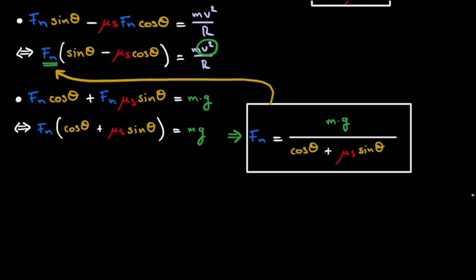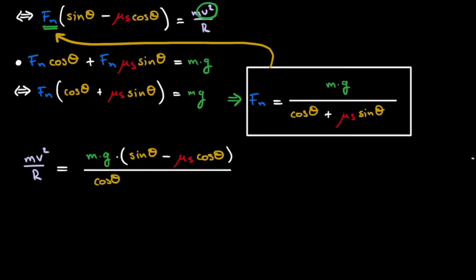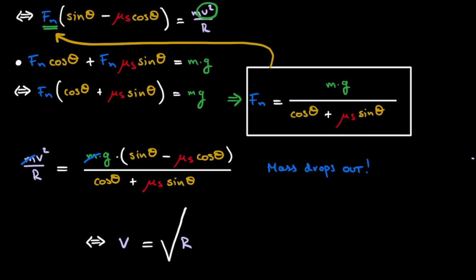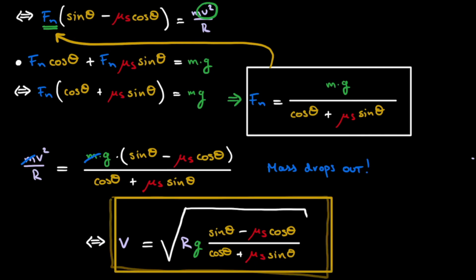Substituting this Fn, we find the following: m v squared divided by capital R is m times g times the sine of theta minus μs times the cosine of theta, divided by the cosine of theta plus μs times the sine of theta. As a final step, we can of course isolate the velocity v, and we find the following. We have that the velocity v is equal to the square root of capital R times g multiplied by this fraction, which only depends on theta, so the shape of the cone, and the frictional coefficient μs, which is a property of the material of the cone. And this is our final answer to our exercise.